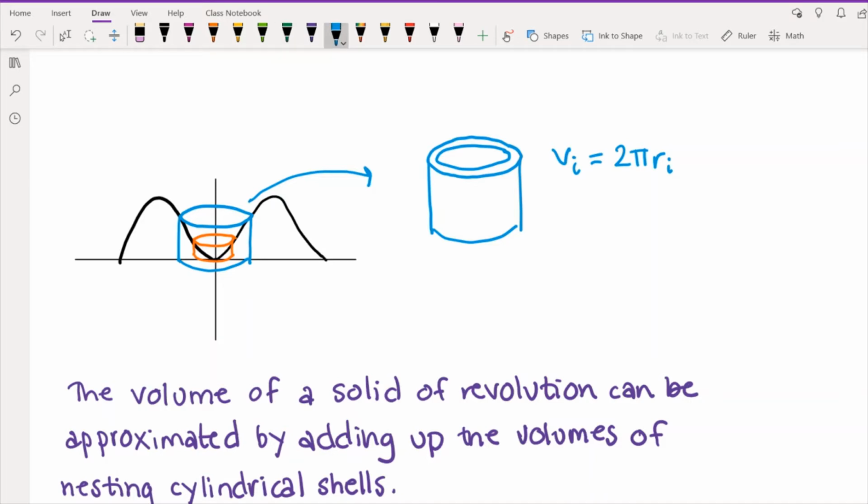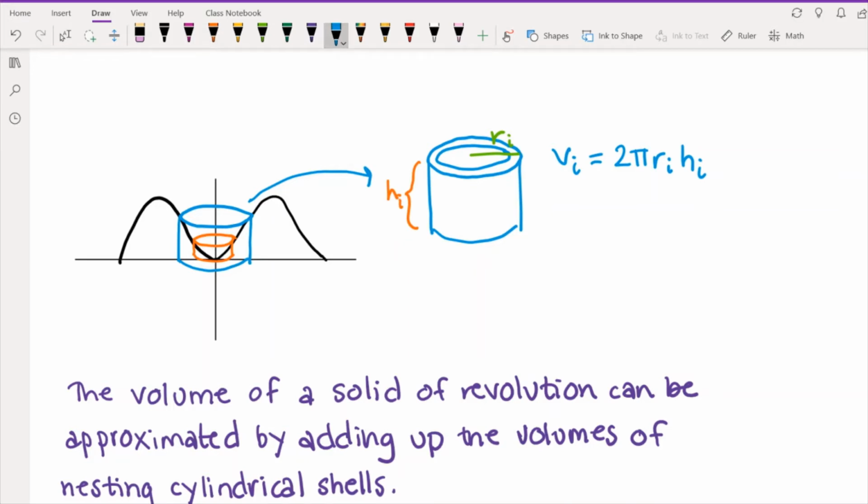And then we also want to multiply that by h_i. And then we're going to multiply by one more thing, but I want to talk about what this means. So what does it mean to multiply 2 pi times the radius times the height? Well, if you take 2 pi times the radius, that would give you the circumference, right? 2 pi r is the circumference. And then if you multiply that by the height, that basically gives you the surface area of this cylinder.